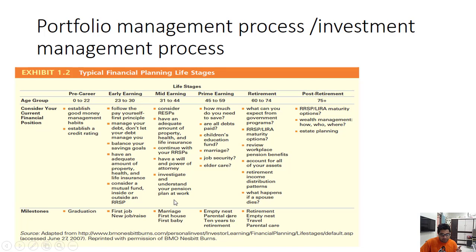Investigate and understand your pension plan at work. Goals could be marriage, then first home, then starting a family. Prime earning years are 45 to 59. This is the stage when maximum wealth generation happens, because kids are old enough that they move out of your house, so dependents are less, your income is extremely high, expenses are less, so wealth creation happens maximum in prime earning age.